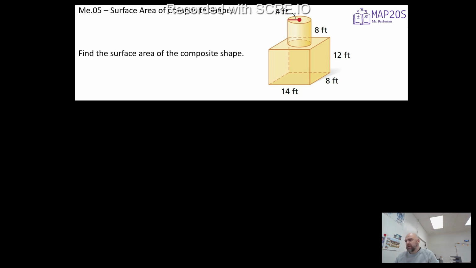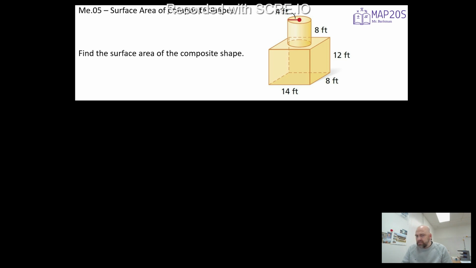We're going to take a look at an example of finding the surface area of a 3D composite shape, using multiple formulas in order to do that. So what we have here is a rectangular prism and a cylinder.